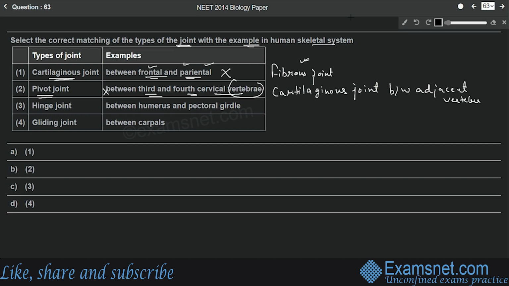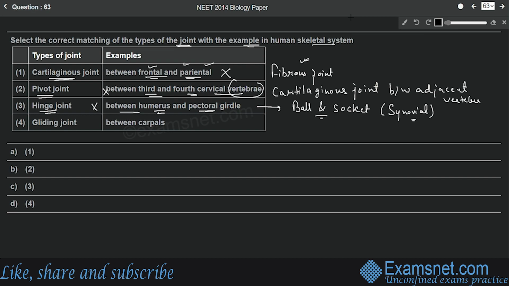Then the third one is hinge joint, and the example is between humerus and pectoral girdle. So the joint that is found between humerus and pectoral girdle is the ball and socket joint, which is an example of synovial joint. Okay, so there is a considerable movement in synovial type of joint. So ball and socket is one of them, which is found between humerus and pectoral girdle. So this is also an incorrect match.